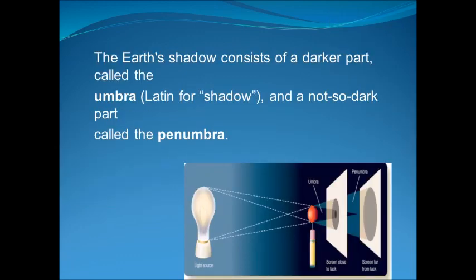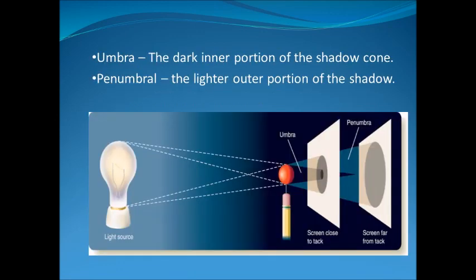As you see in front of you, there are two types of shadow. The darker part of the shadow is called umbra, and the faint one is called penumbra. Umbra is the dark inner shadow. Penumbra is the faint outer shadow.